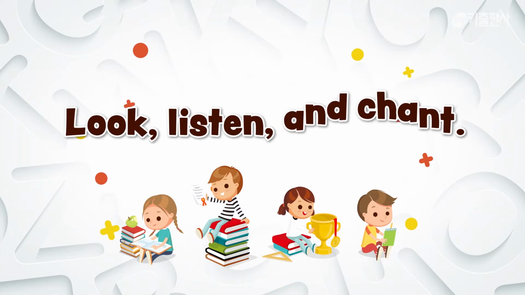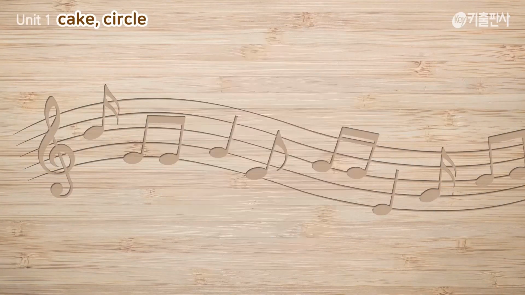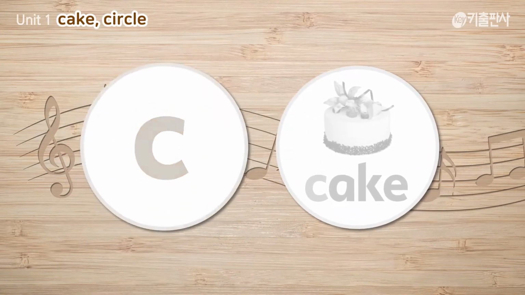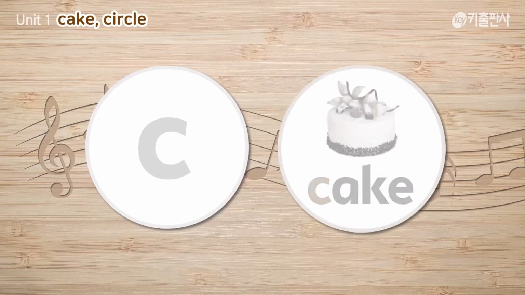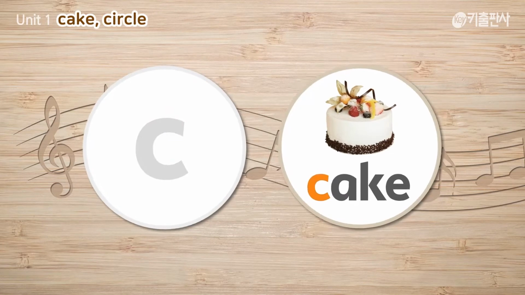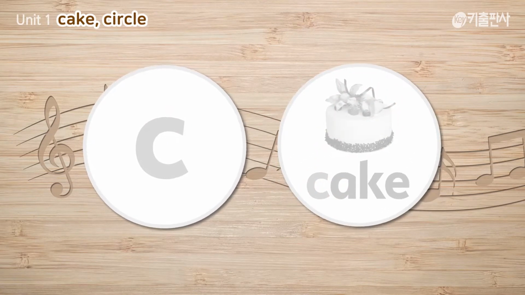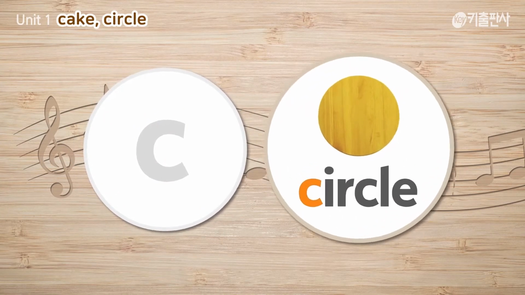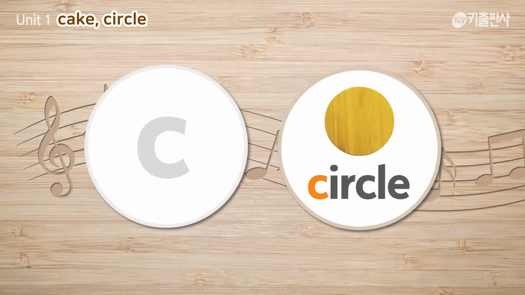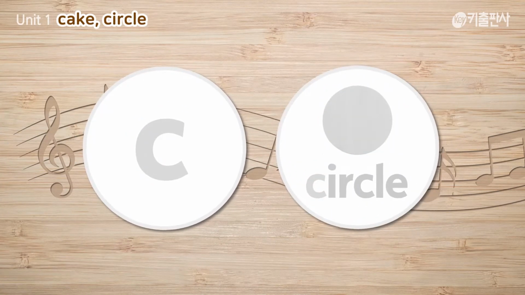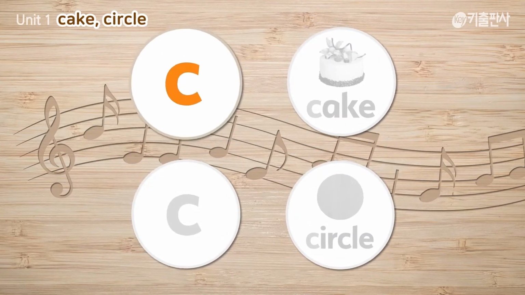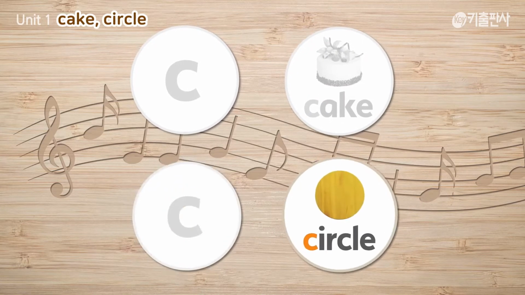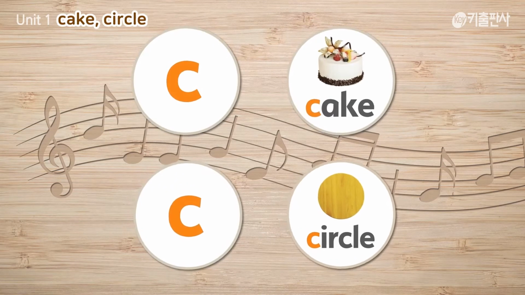Look, listen, and chant. Ready, go! K, k, cake. Cake, cake. K, k, cake. Cake, cake. S, s, circle. Circle, circle. S, s, circle. Circle. Let's go together. K, k, cake. Cake, cake. S, s, circle. Circle, circle.